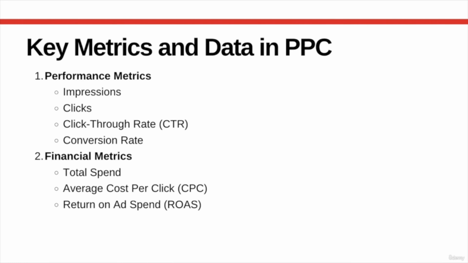It's calculated by dividing the total amount spent on advertising by the total number of clicks received. Return on ad spend, ROAS, is a measure of revenue generated for every dollar spent on advertising, calculated as revenue divided by total spend.